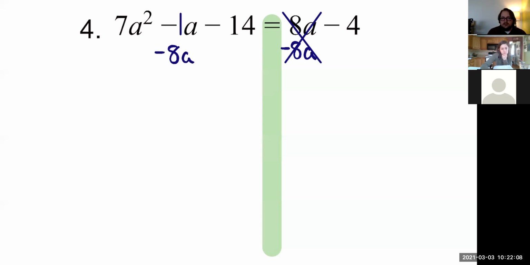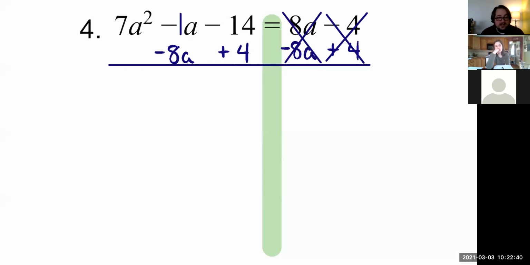But if I wanted to also move the negative 4 here, what would I do differently? Add 4. I could add 4 because negative 4 plus 4 is 0, which is ultimately what I want on one of the sides. And there's also that negative 14 on the left that is a constant like 4 is. So I can line those up because those would be considered like terms as well.